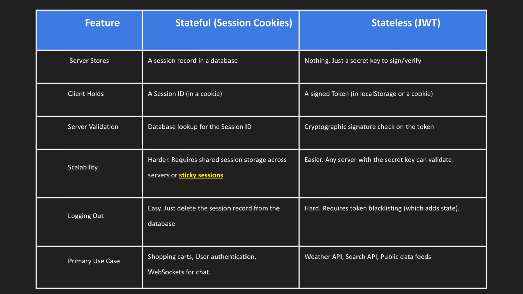The next one is what the client holds. In this case, the client holds the session ID, which it stores in the cookie. In the case of the JWT token, the client holds the JWT token that it sends with every request. The next one is validation, how the server validates our request. In the case of the stateful application, it looks up the session ID in the database. If the database is gone, then all the users are instantly logged out. But in the case of stateless applications, we need to check the token by decrypting it.